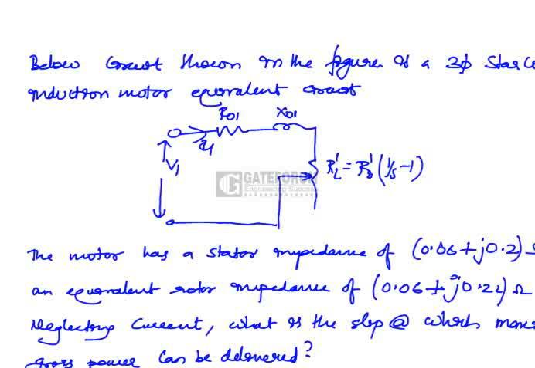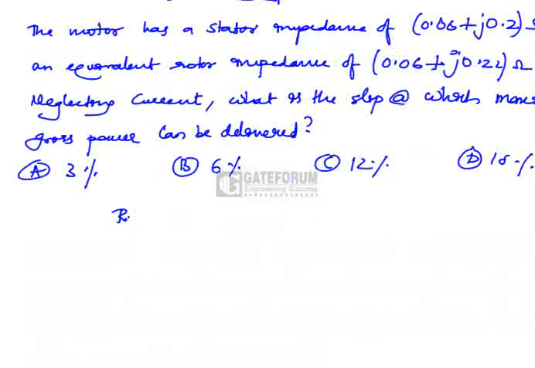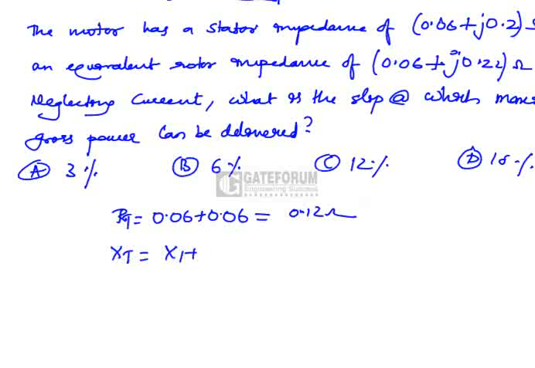He has given the stator impedance as 0.06 + j0.2. So what is the total resistance we have? Stator plus rotor is 0.06 plus 0.06 in the stator and rotor winding, so this is 0.12 ohms. Similarly, what is the total reactance present in stator and rotor? Xt is equal to x1 plus x2', which is 0.2 plus 0.22, that is 0.42 ohms.